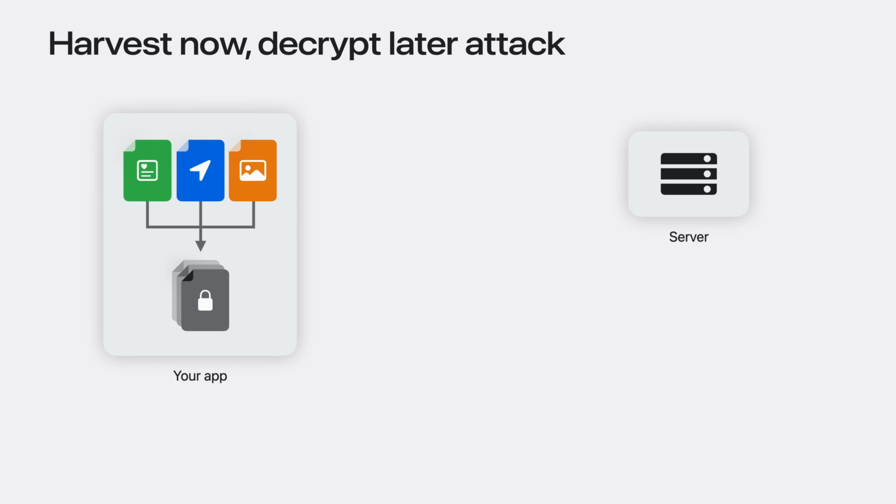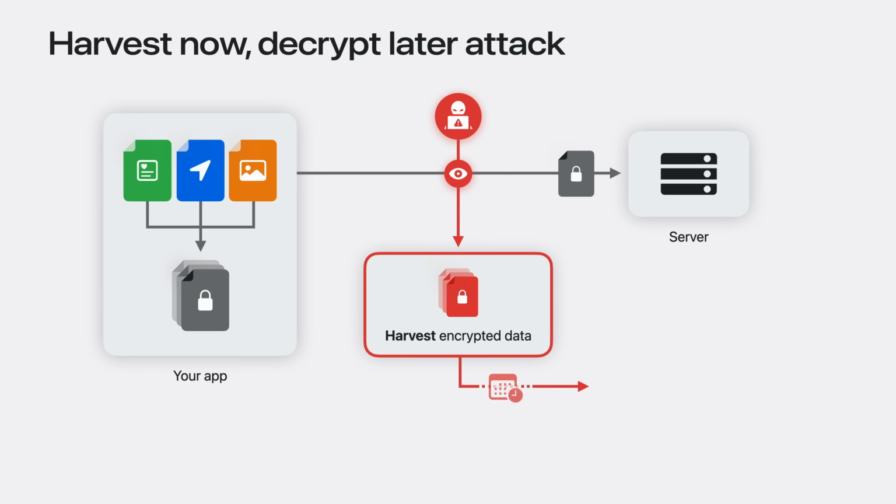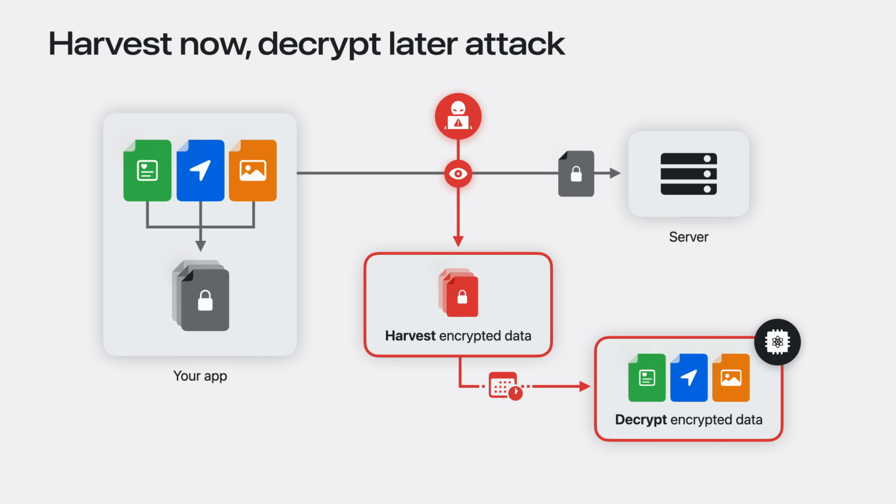Going back to the previous example, the app has sensitive user data like health, location, and photos, and wants to send it to the server. It encrypts the data with TLS and sends it. An attacker observing the network can harvest that encrypted data and store it. They can't decrypt it just yet, but they can wait until they have access to a sufficiently powerful quantum computer in the future, and then decrypt the harvested data to gain access to the sensitive user data.